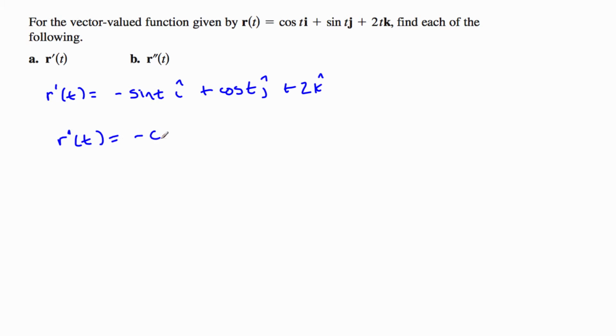To find the second derivative, the derivative of minus sine is minus cosine. The derivative of cosine is minus sine. Now, this is 0, so I'm just going to leave it off.